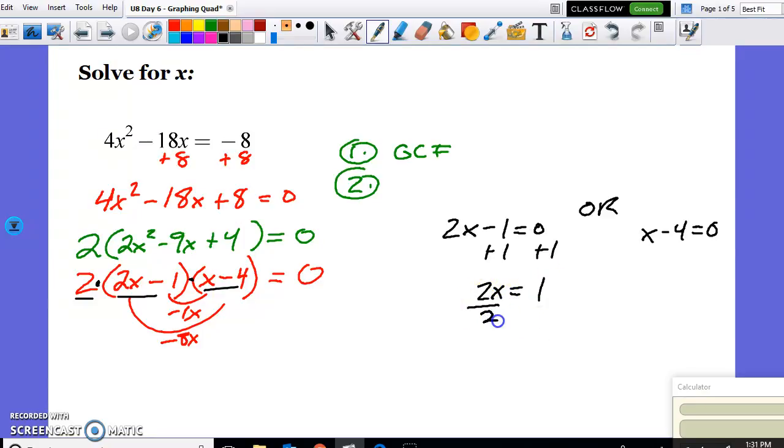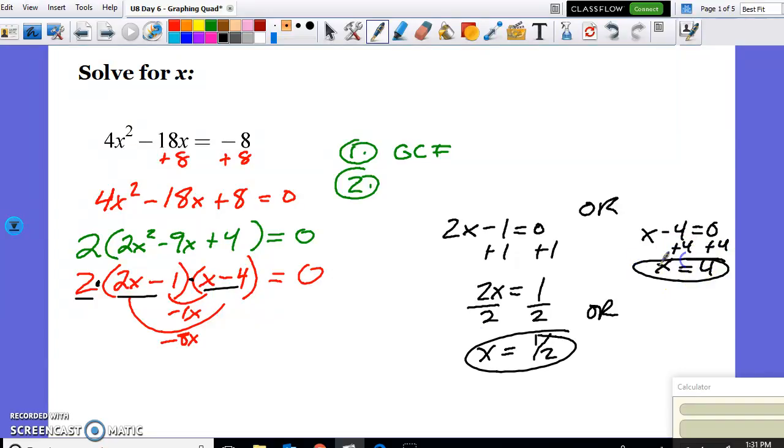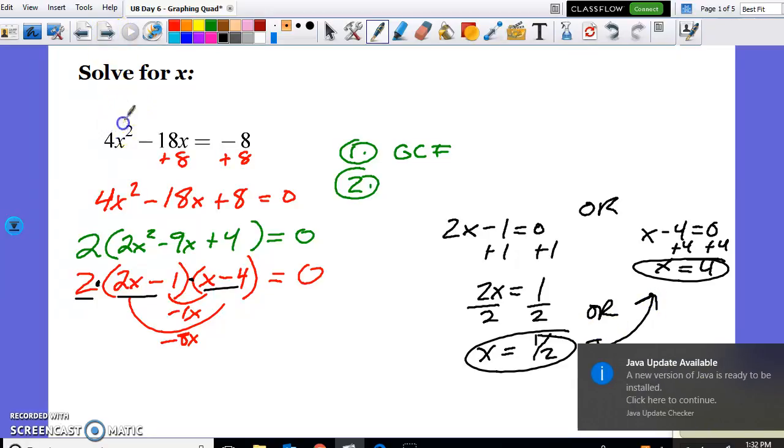Now I want to get x all by itself, so don't forget to divide by 2. So I know that x has to equal 1/2, or the other possibility, if I add 4 to both sides of this expression, I get x equals 4. Those are the two possible numbers for x that will make this equation true. And if you wanted to, you could really check by plugging those in to see if they work.